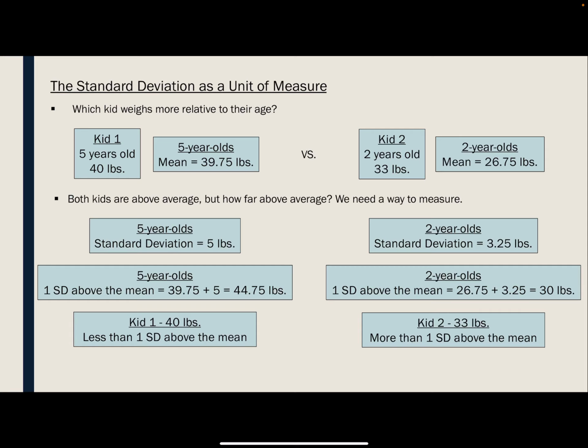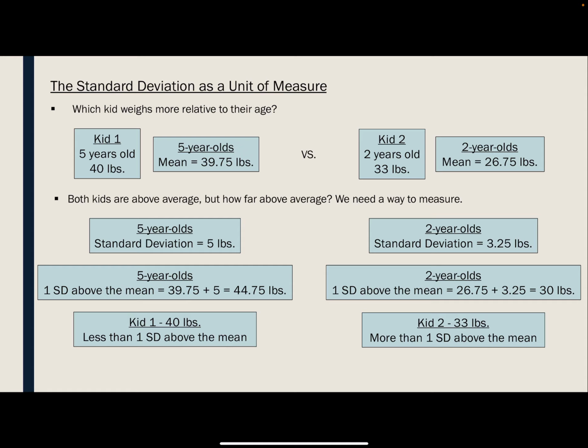Well, if the distribution is really, really clumped together, maybe 40 pounds is much higher, relatively speaking, from 39.75, than maybe the 33 is if the 2-year-old distribution is really spread out. So we can't talk about how high these are above the mean without talking about the spread of the distribution. And this spread of a distribution then becomes a measurement. So we say that we're using the standard deviation as a measurement. So let me explain further.